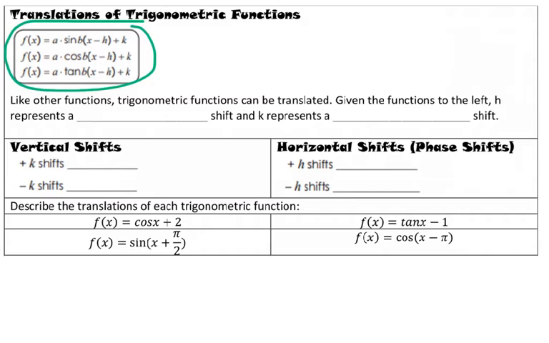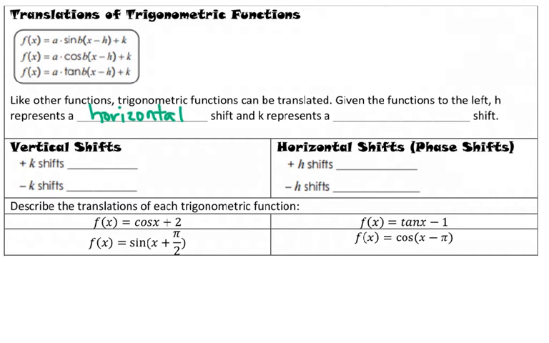Given the functions to the left, or right above, that circle in green, h is going to represent a horizontal shift. So remember, horizontal, moving it left to right. So that letter h right here is going to represent a horizontal shift. So inside the parentheses, if there's a number, it's either moved to the left or right. And we'll talk about what that number would do.